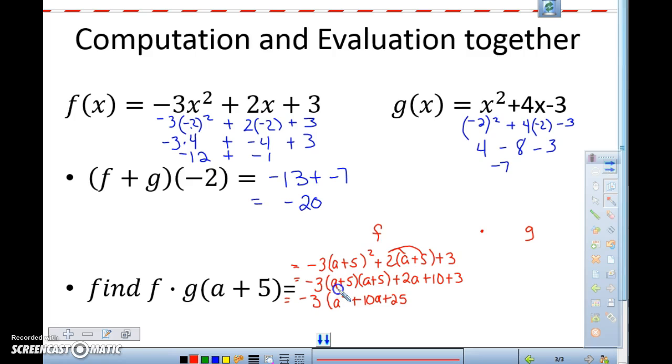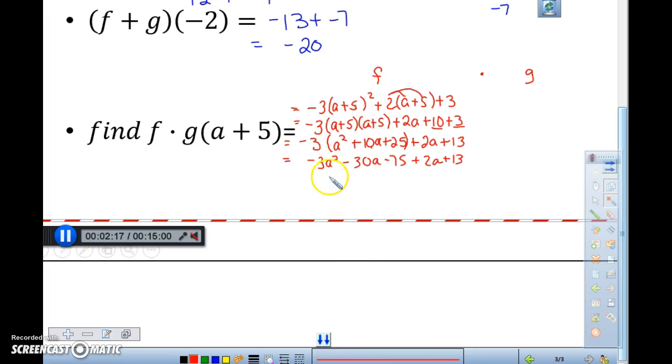Now, if you were in the starred group last week, hopefully you found that pattern where you square the first term, and then multiply these together and double it to get your 10, and then you do 5 squared for your last term. And then I can combine these together. All right, then we're going to multiply the negative 3. Combine like terms if possible. So negative 75 and 13. Negative 62. And then we're going to take that and we're going to multiply it times g.